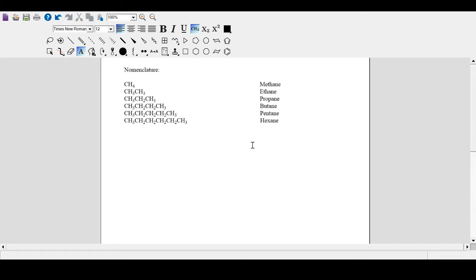If you have 6 carbons, you get hexane. If you have 7, you get a molecule called heptane.